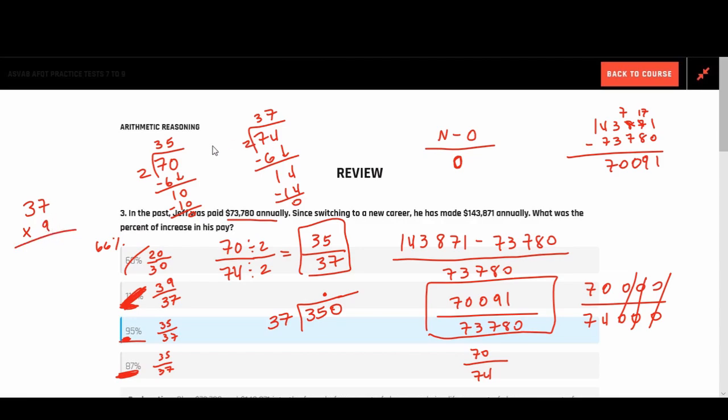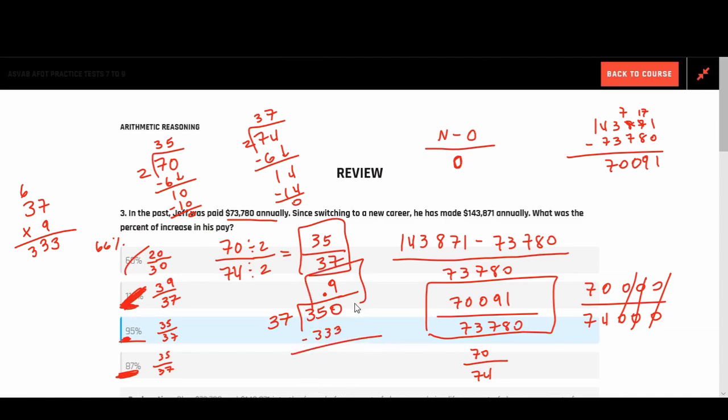9 times 7 is 63. So we drop down the 3 and place the 6 above the 3. 9 times 3 is 27, 28, 29, 30, 31, 32, 33. So we can see that 37 times 9 is 333. So this is going to be 9, 333.